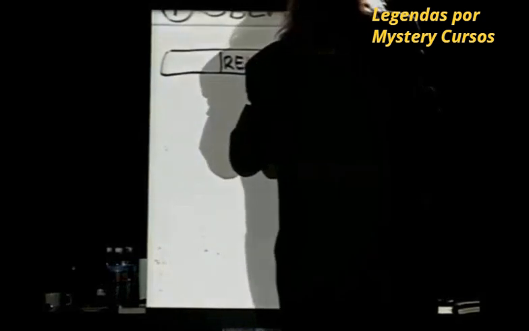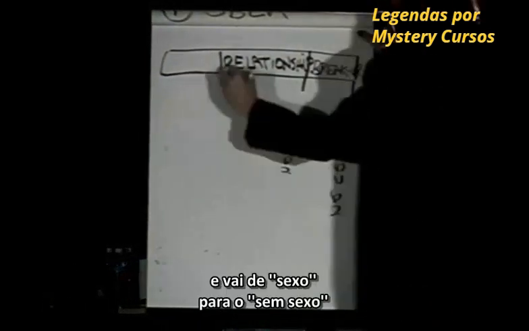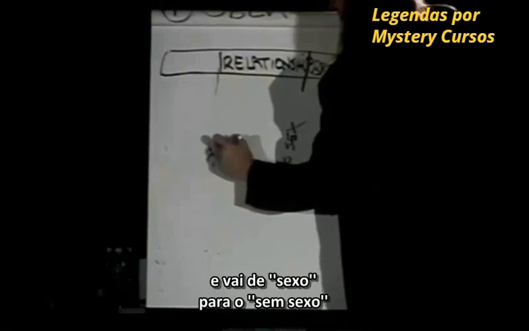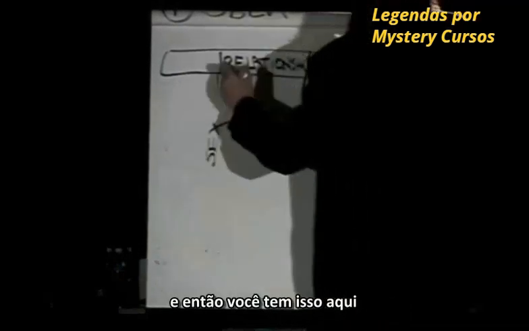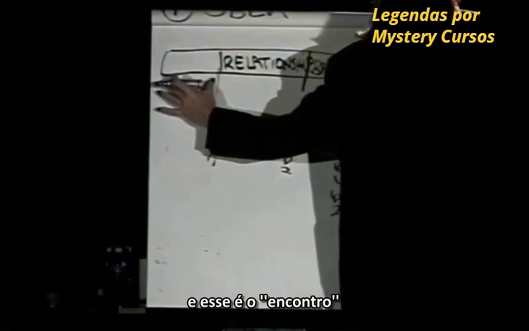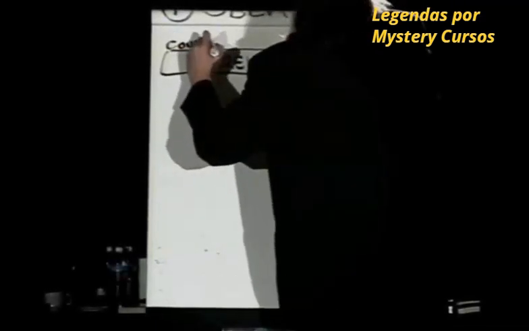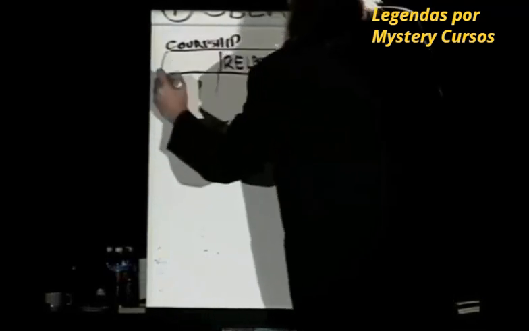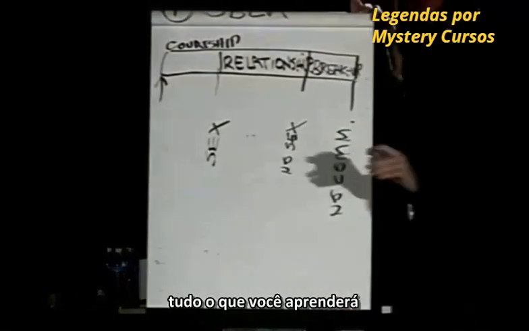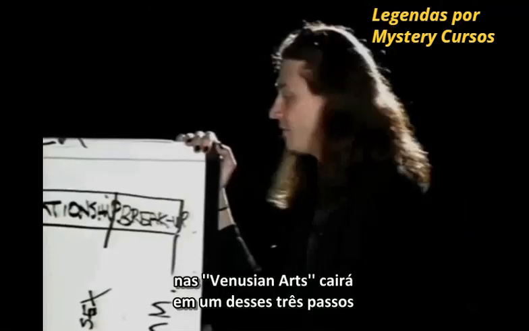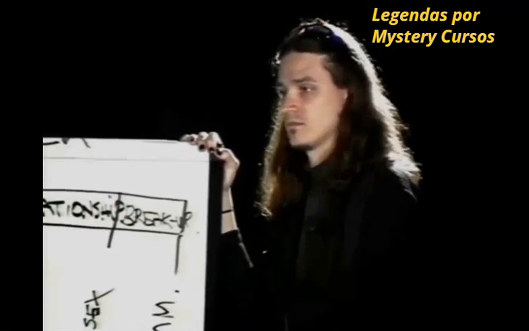This here is your actual relationship, sexual relationship, right? And it goes from sex to no sex. And then you have this here, and this is courtship. I'll write it above for a reason. Everything you will ever learn in the Venusian arts will fall into one of these 3 steps.